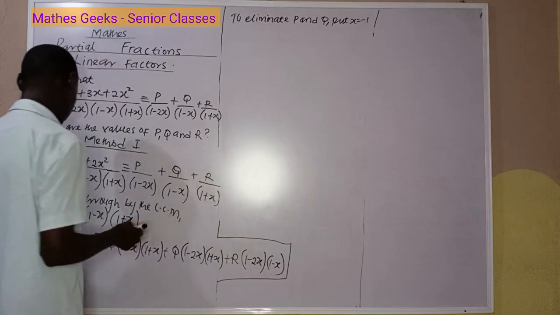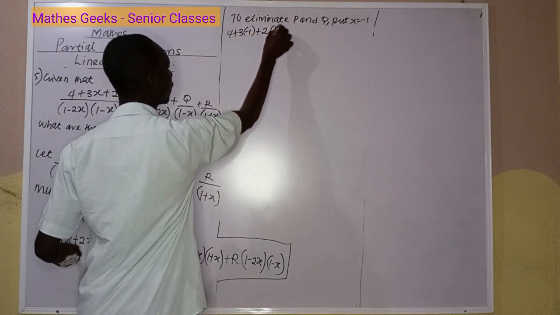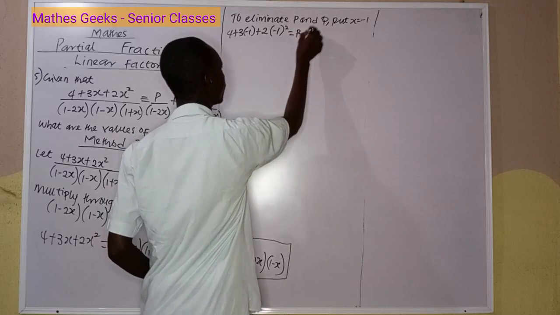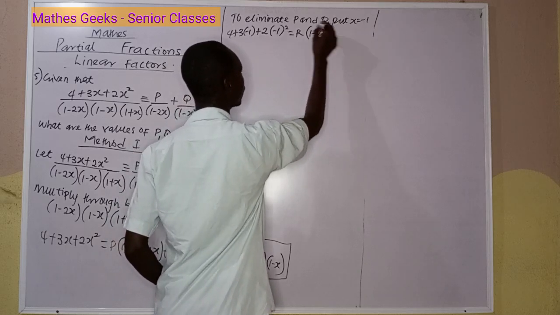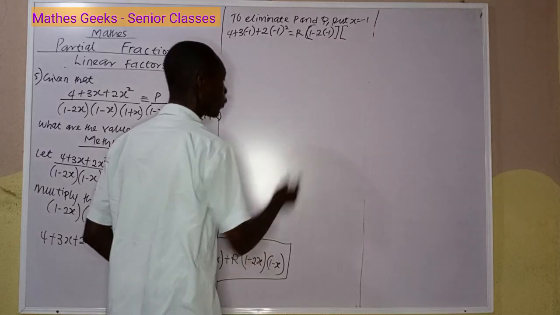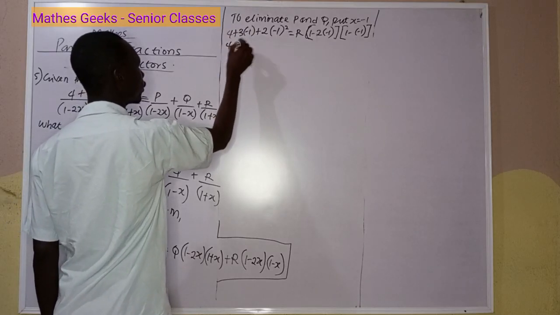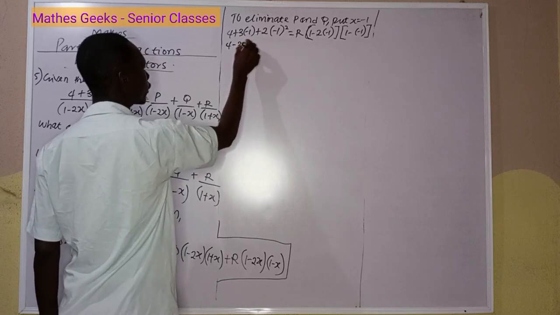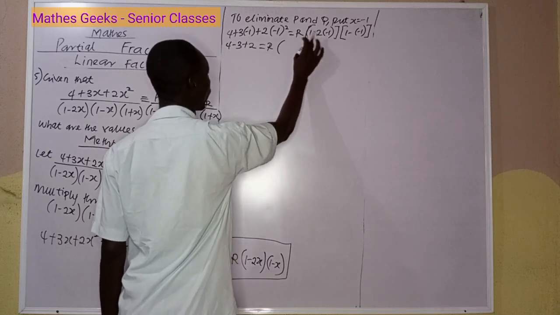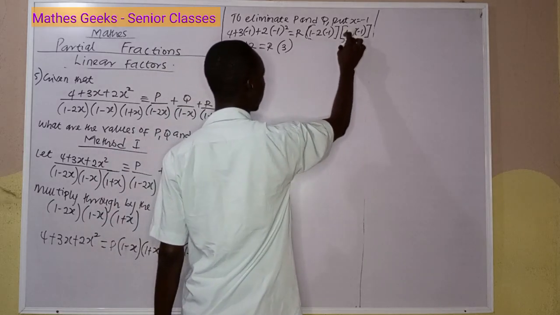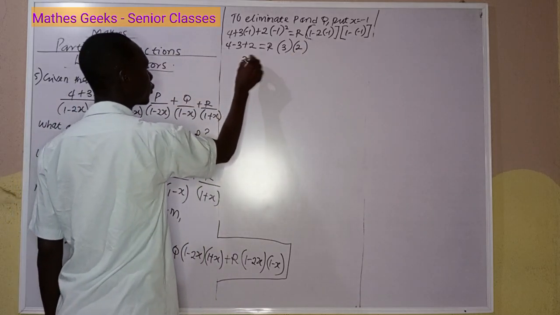Okay, so with that, I'm going to put it in: 4 + 3(−1) + 2(−1)² equals r times (1 − 2(−1))(1 − (−1)). So 3 times −1 gives us −3. (−1) squared times 2 gives us plus 2. On this side, r times (1 + 2) gives 3, and then (1 + 1) is 2. So 4 − 3 is 1, 1 plus 2 is 3, and 3 times 2 is 6.